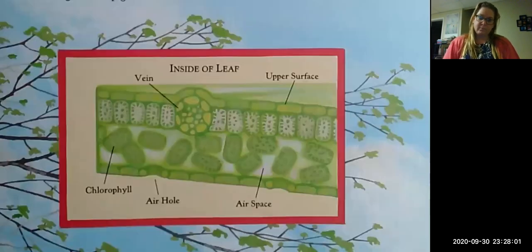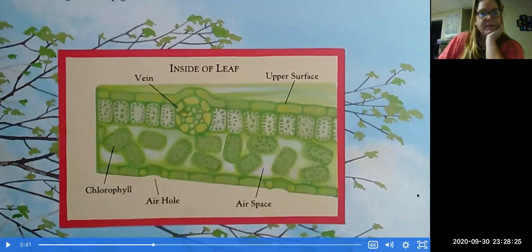Let's zoom in a bit to look closely at the diagram to see what you notice and wonder. Inside of leaf, vein, upper surface, chlorophyll, air hole, air space. Okay, so I want you to think about how thin a leaf is and how small it is in your hand. And all of this is the inside of that thin leaf. Isn't that amazing? How all of that stuff is inside a leaf that we can just pinch between our fingers? It's crazy.